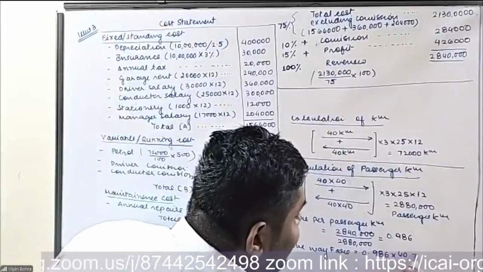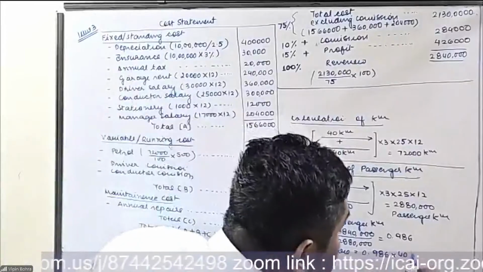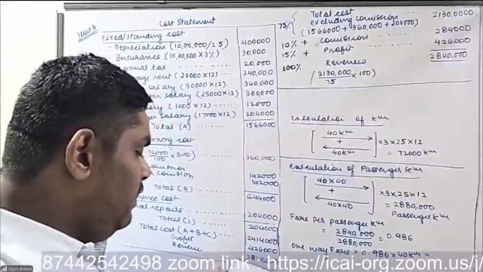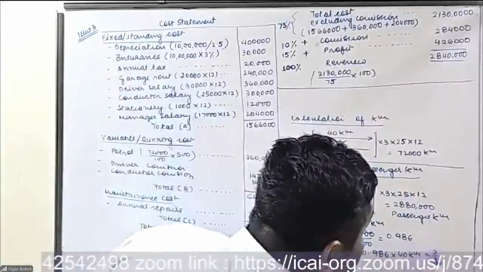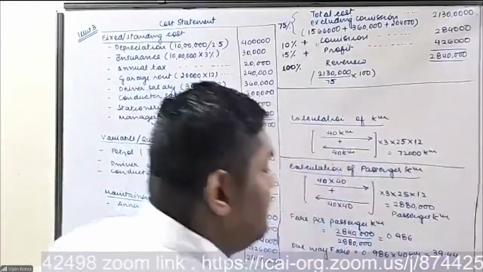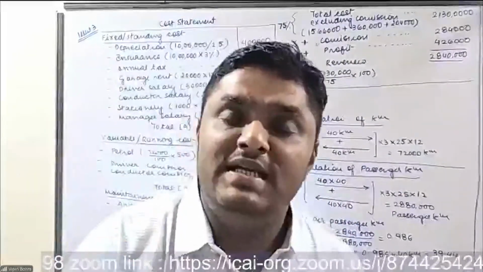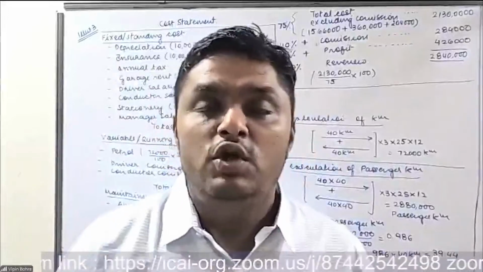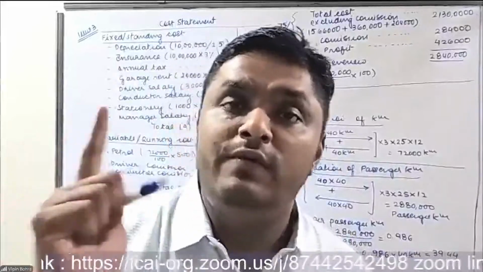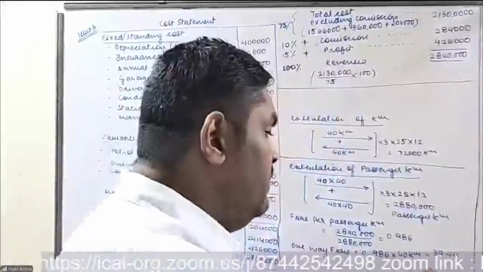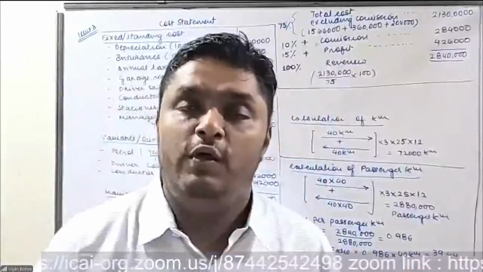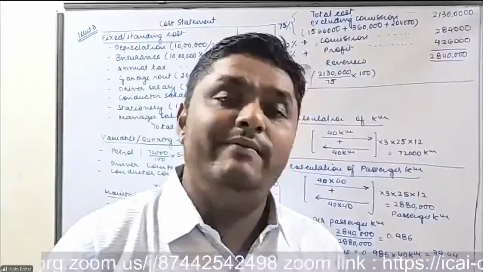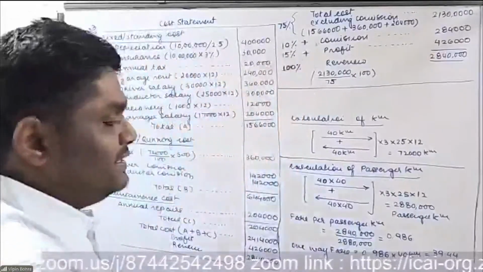So if a passenger is traveling for 40 kilometers, the one-way fare will be 39.44. एक पैसेंजर का एक किलोमीटर का कितना फेयर है 0.986. So if we multiply it by the kilometers, we will get the one passenger fare one way, that is 39.44. If you want to calculate the round trip fare, it will be double, that is 78.89. So this is the way.